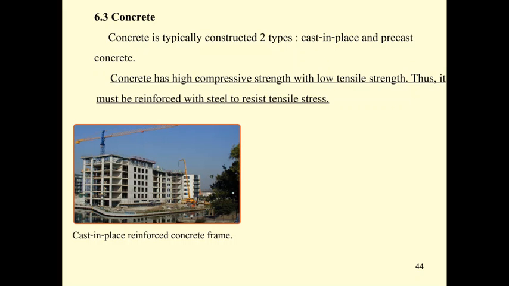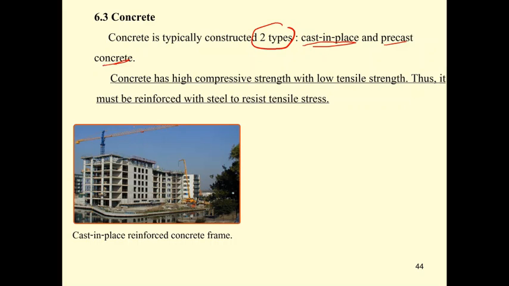Typically, concrete is a composite material made from the mix of Portland cement with water that produces the cement paste. And then we put the aggregate, which is the sand and crushed stone, into the concrete to produce the concrete cheaper. And when we construct the concrete, we can separate the construction into two types: one, the cast in place, and another one is the precast concrete.